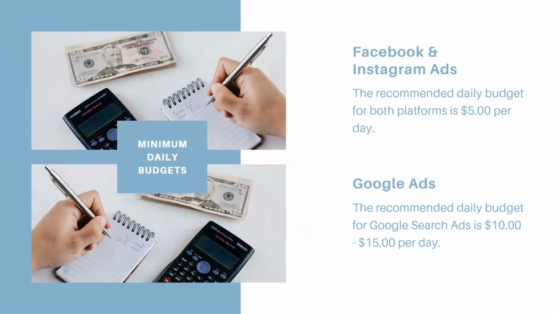For Google Ads, as it is a hyper-targeted platform, showing your ads exactly when the customer is searching, you can expect about a $10 to $15 minimum cost per day. But I would take that one with a grain of salt, only because based on your industry, Google is going to vary those costs per click.